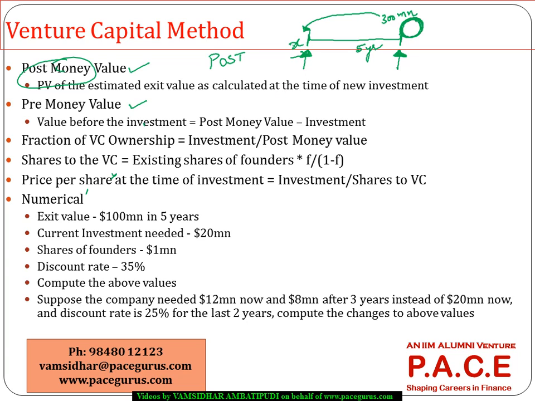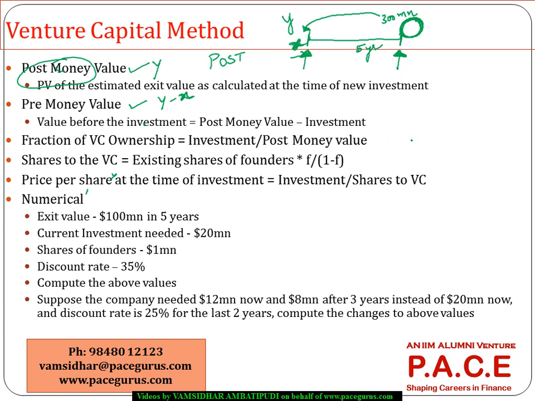And because I am investing X at this point, let's say Y is the present value of 300 million. So the post money value is Y, and X is the investment for me. Y minus X is what I call the pre-money value of the investment. Before I invest, that is the value of that particular investment, of that particular business.